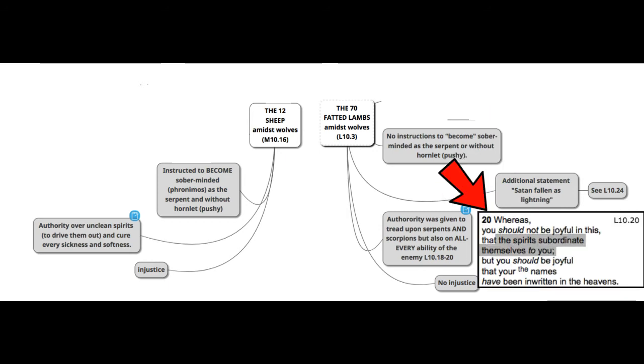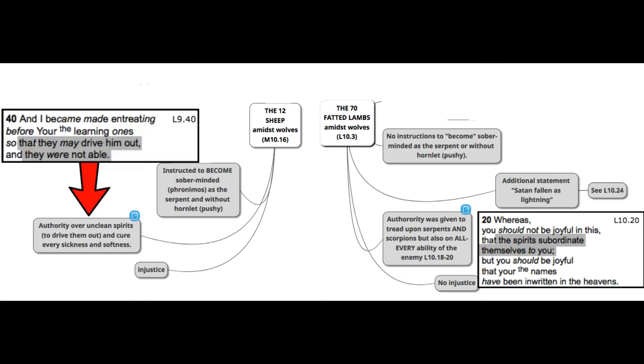And where again, Jesus states their names have been written in the heavens, he speaks of the spirits being subordinated to them. Which brings us back to the 12, because we see also they were given authority over the unclean spirits to drive them out, but they did not have the same authority that they tread upon serpents and scorpions and all every ability of the enemy. Where the 70 rejoiced that the spirits, the bespirited ones of the evilness, were subordinated to them. And in Luke chapter 9, verse 40, we see an example of the 12 not able to cast out the unclean spirit, obviously demonstrating that this unclean spirit was not subordinated to them due to weak or little faithing.